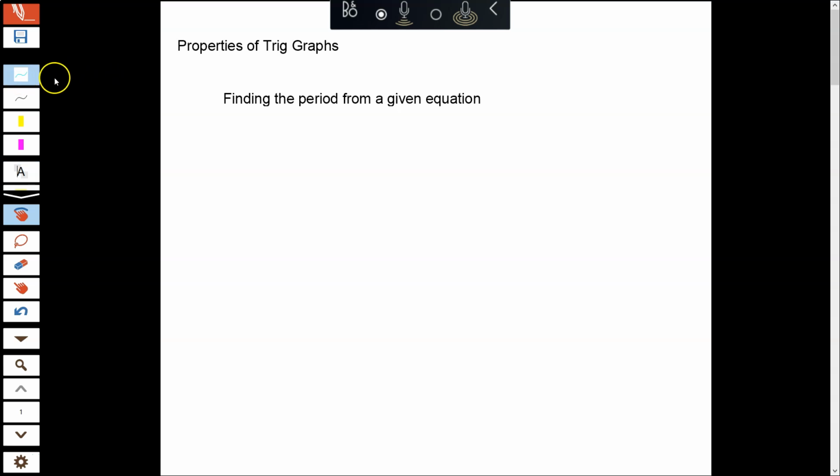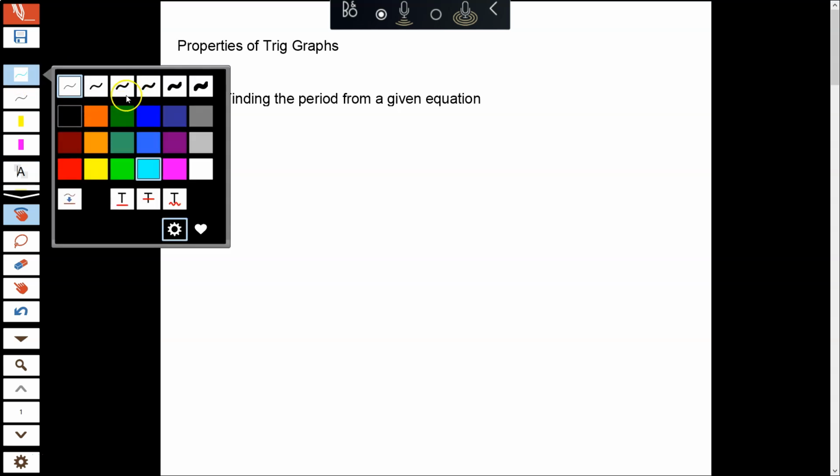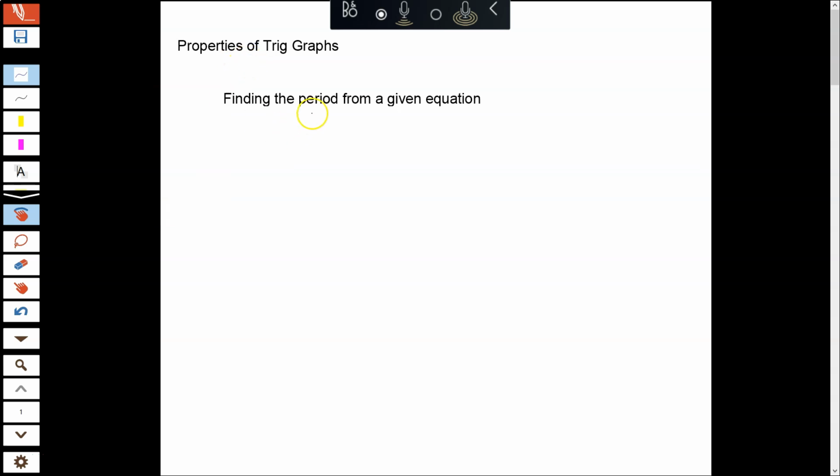In this lesson, we're going to tackle two properties of trig graphs. The first is something we've already touched on, which is finding the period from a given equation. So you remember from your previous work that these are sometimes called periodic functions, and the period is the distance for one full rotation.